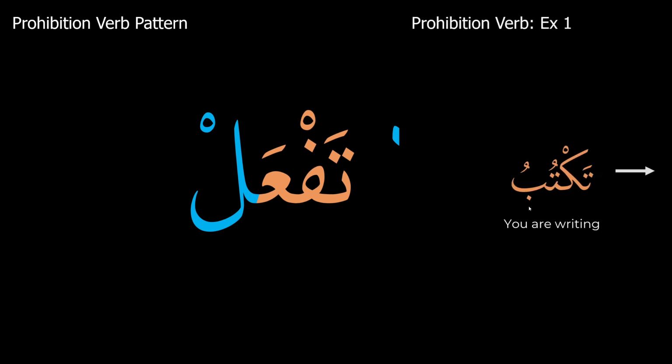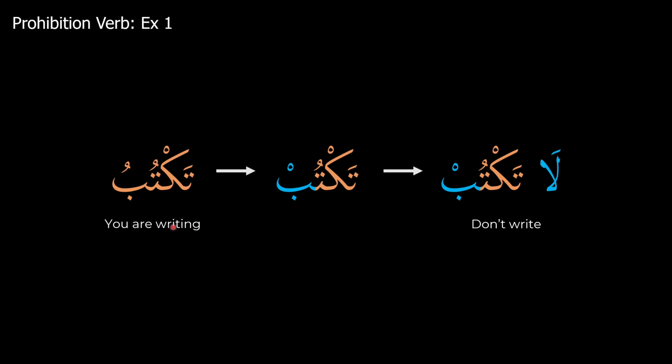So now let's take a look at a few examples. Here we have taktubu, which means you're writing. So this is in the second person present tense form. And all we have to do is put a sukun at the end. So now it becomes taktub. And then all we need to do is put a la of negation at the front. So now it becomes la taktub, which means don't write.